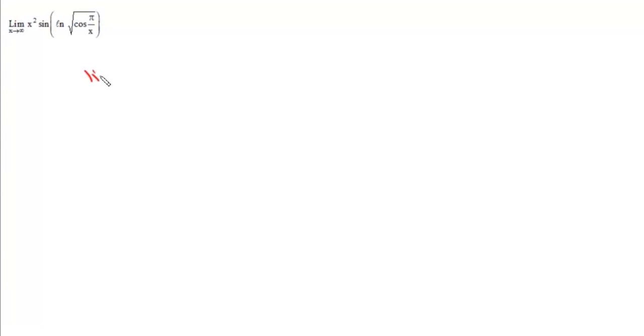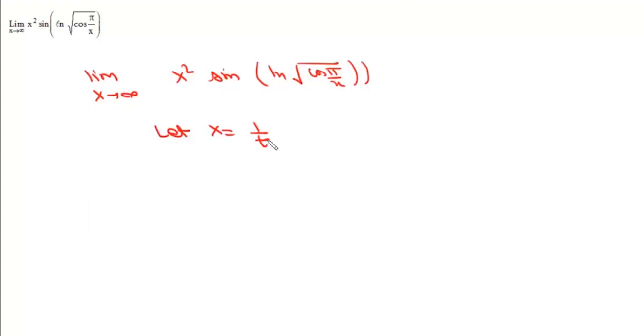Now here the question is the limit x tends to infinity of x squared sine of log under root cos(pi/x). Now what we'll do is we'll let x as 1 by t. So it'll be the limit t tends to 0 positive, and then it'll be 1 upon t squared sine, we'll take this power out, so it'll be 1 by 2 log cos pi t. Now if we put t as 0, cos 0 is 1, log 1 is 0. So it'll be sine 0, which is 0 upon 0 form.